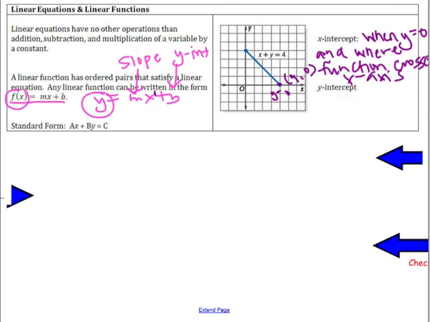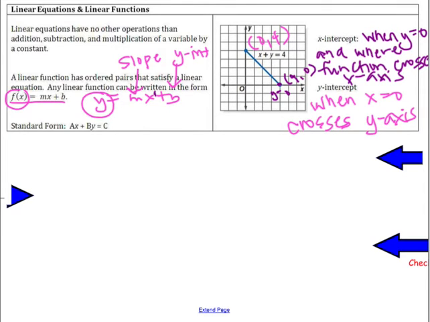Okay. Then the y-intercept, guess how you always find that? Well, this is the ordered pair, 0, 4, so you always find it when x is equal to 0. And it's where it crosses the y-axis. Okay, that's the x and the y-intercept.